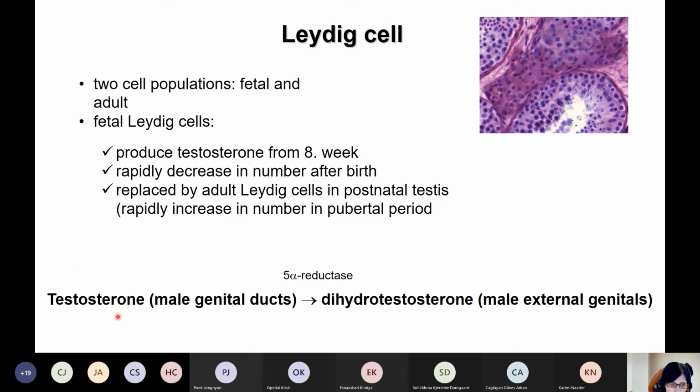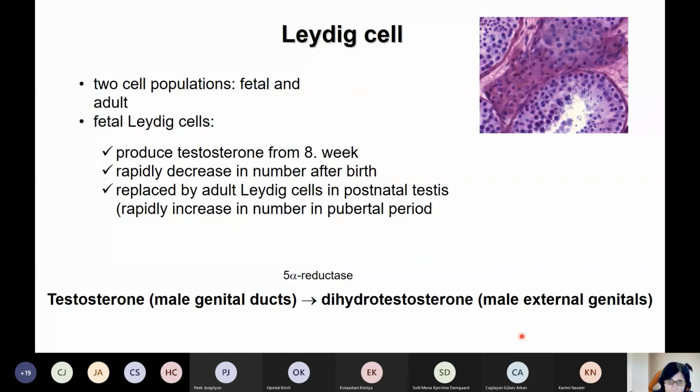Testosterone is very important from the point of view of the development of the male genital ducts. The testosterone could be converted to dihydrotestosterone by an enzyme called the alpha reductase enzyme, and this dihydrotestosterone will also be very important from the point of view of the development of the external genital organs of the male.